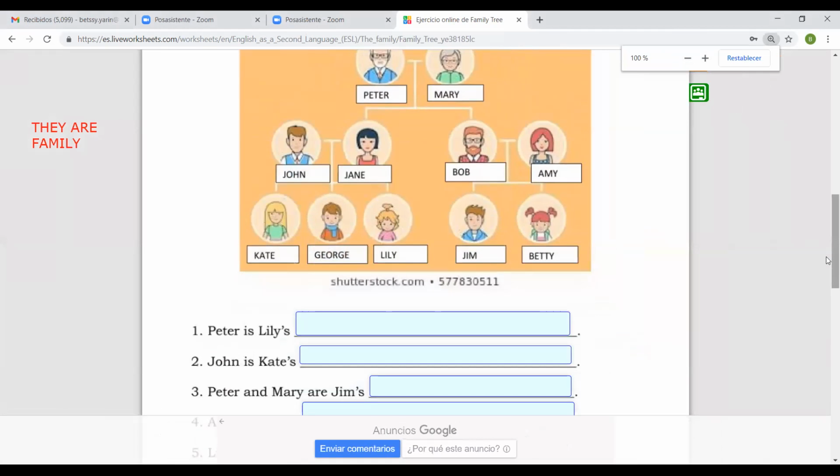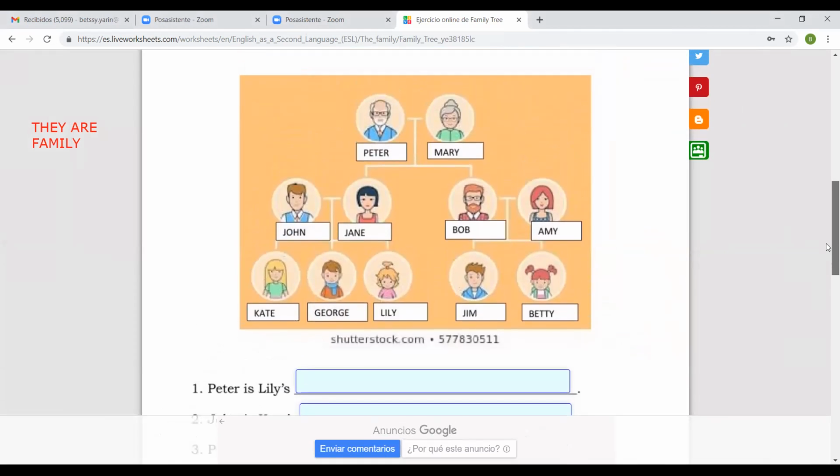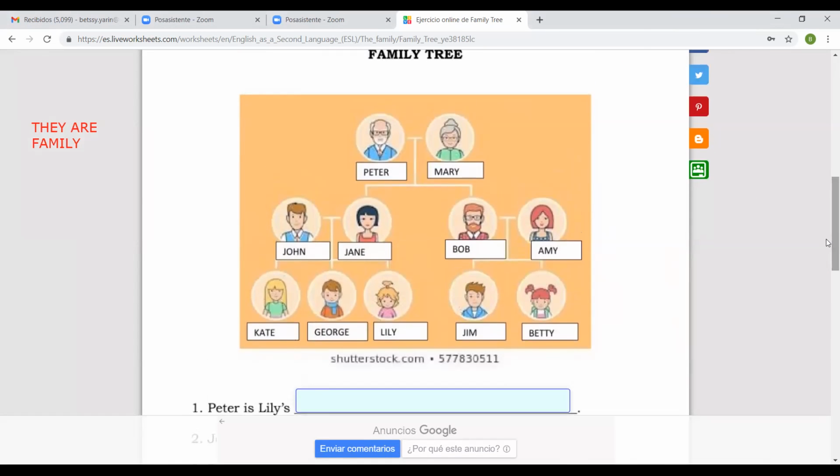Okay, very good. So we have in this, in number one. What about in number one? We have Peter here is Lily's. Peter is here. Is Lily's and Lily's here. What about their connection between Peter and Lily? Grandfather. Excellent. Very good. Grandfather. Yes.